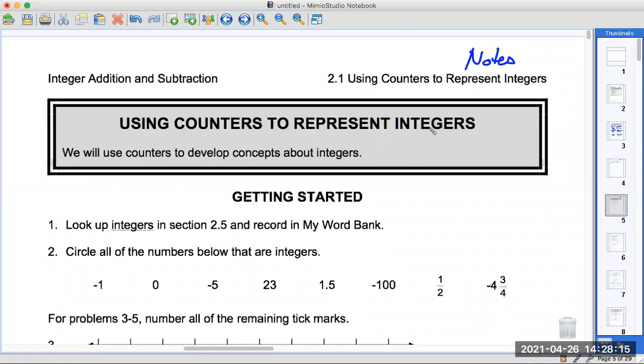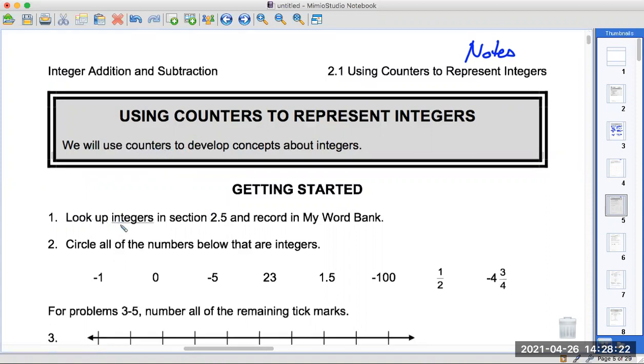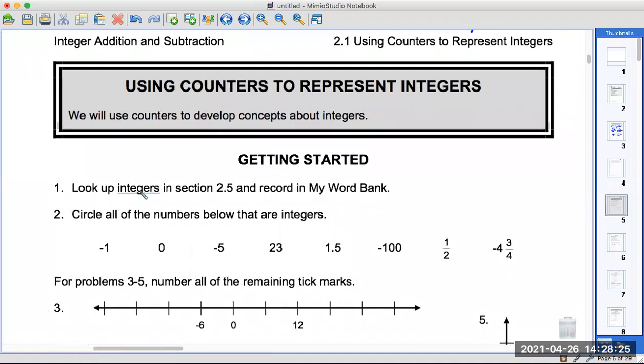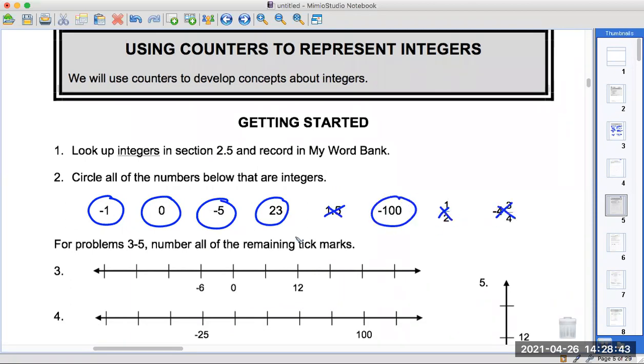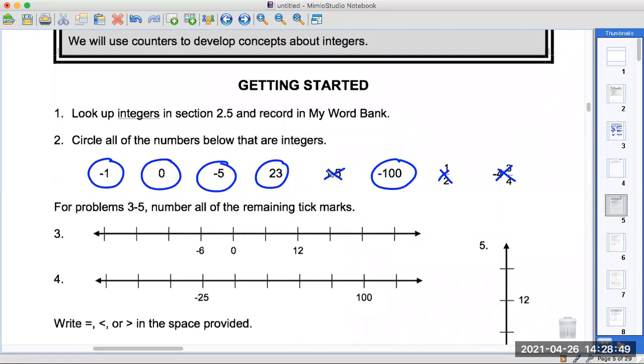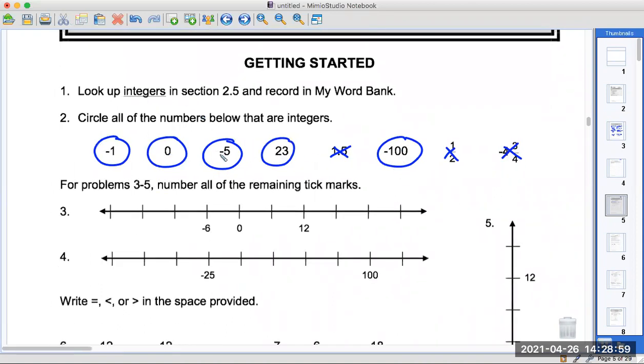Using counters to represent integers. So in a second, I'm going to explain what counters are. We already know integers are whole numbers, including 0, including negative. Circle all the numbers below that are integers. I want you to look at that and decide which ones are. It always helps to pause a video if you need to. Do it yourself and then click forward and see if mine matches. Okay, so you should have circled these and not 1.5, not 1/2, and not that. These are all not integers, whole numbers, including 0, including negative numbers.